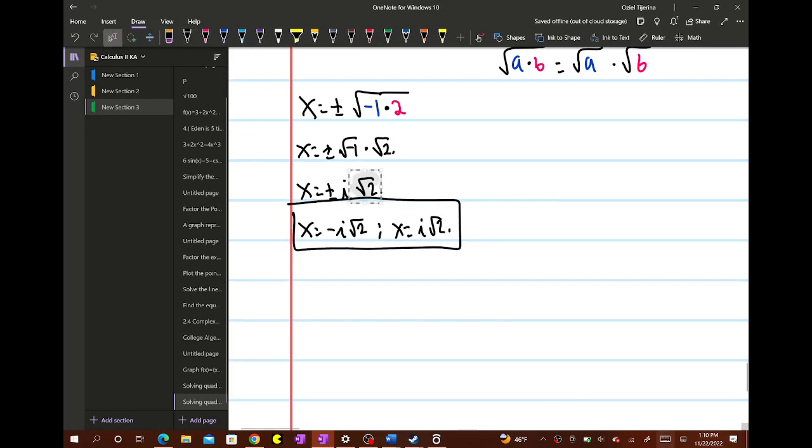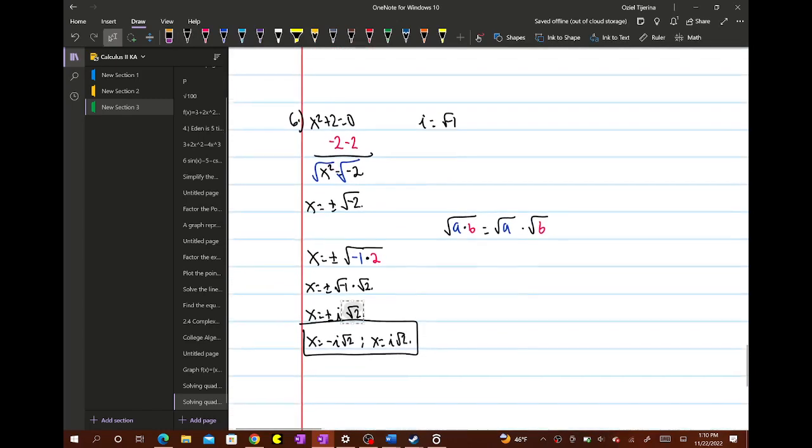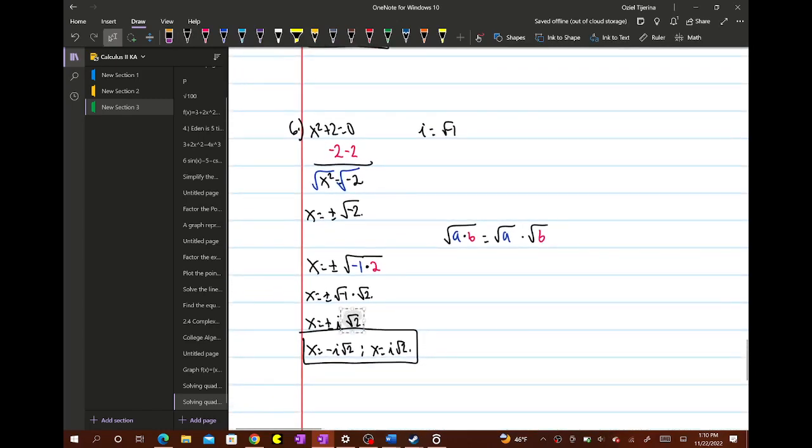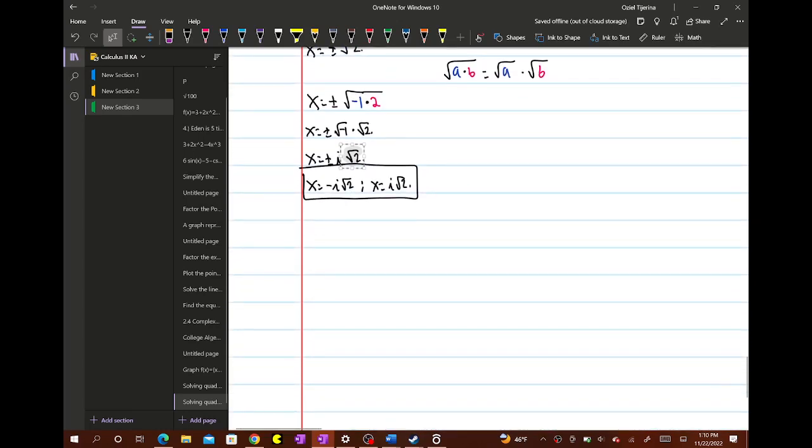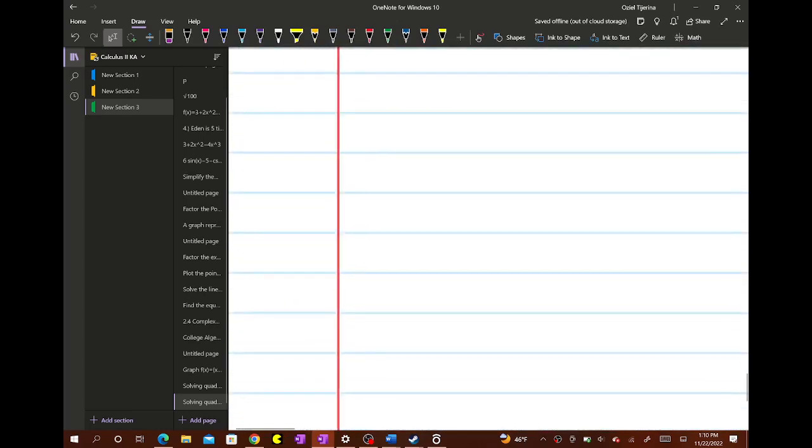So as long as you understand that, you have to be good at how to simplify square roots to be able to do these. So yeah.